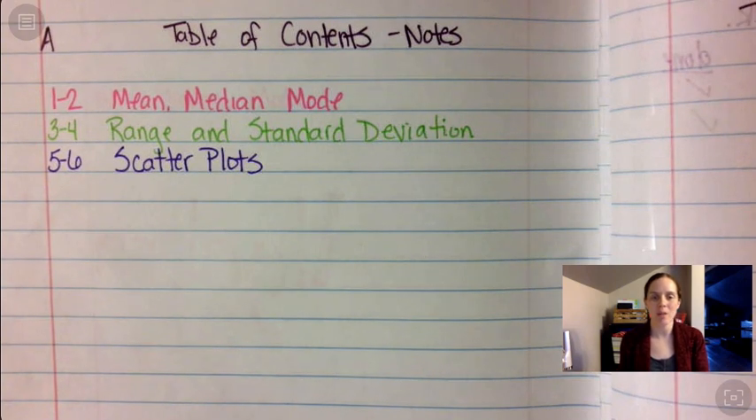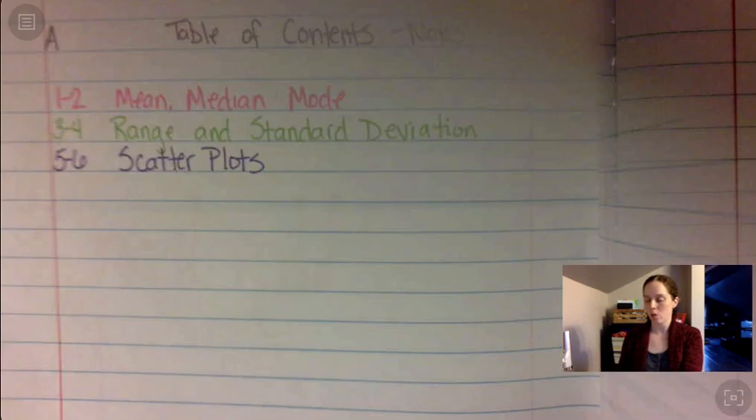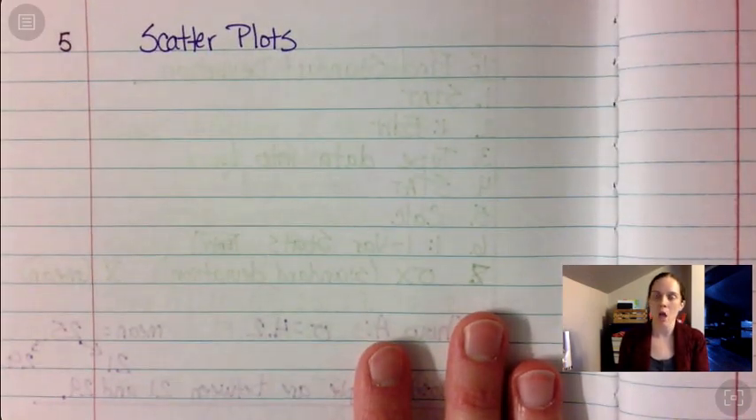Today our notes are going to be on page 5 and 6, and they're going to be on scatter plots. So put in your table of contents 5 and 6 scatter plots. Then go to page 5, and I've already got my title here, scatter plots.